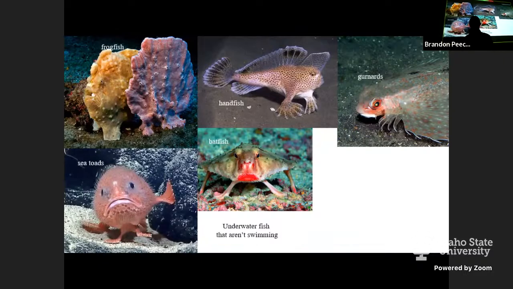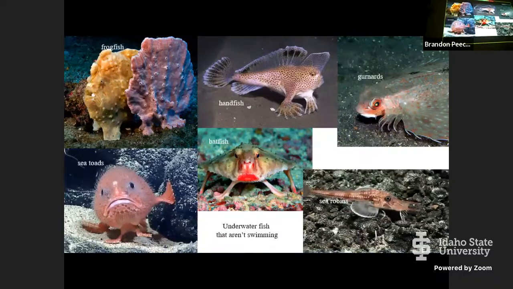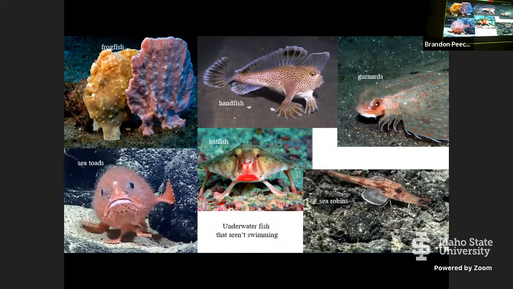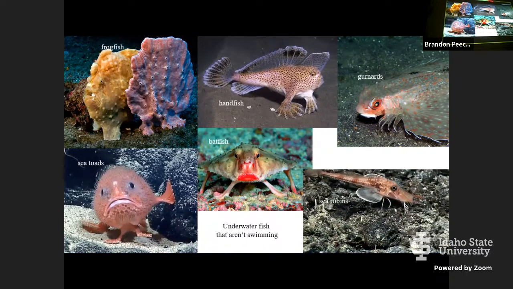And then of course I saved the best for last. Another member of the gurnards, it's near the gurnards in the family tree. It's not technically with them, but it's really close to them, are sea robins. I'll let you take it in on your own. That's a fish that's not using its vertebral column or really its fins to locomote in the oceans.